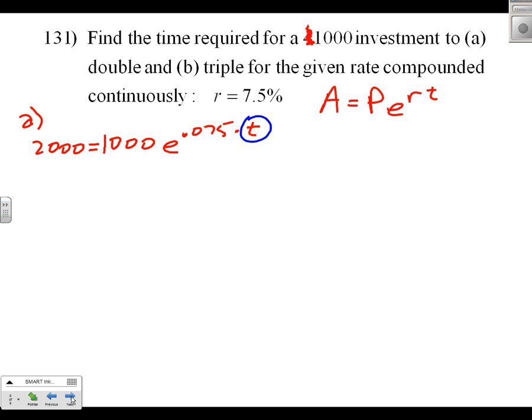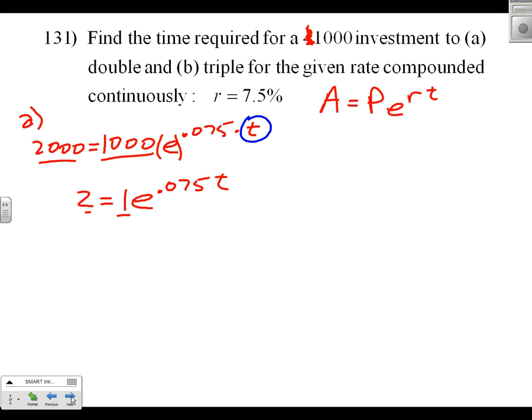So the first thing we need to do, this is an equation with a variable exponent, is isolate the exponential, and the base is just e. So I need to divide by 1,000. And take a look at this. What we realize is it's going to take just as long for $1,000 to turn into $2,000 as it would take $1 to turn into $2. They could have just as easily said how long it takes an investment to double.